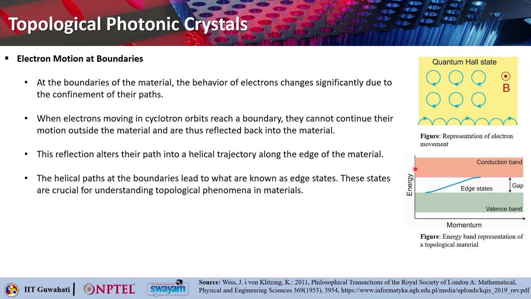So, this is what the energy band representation of a topological material looks like. This is the conduction band, this is the valence band, the minimum of the conduction band and the maximum of the valence band.